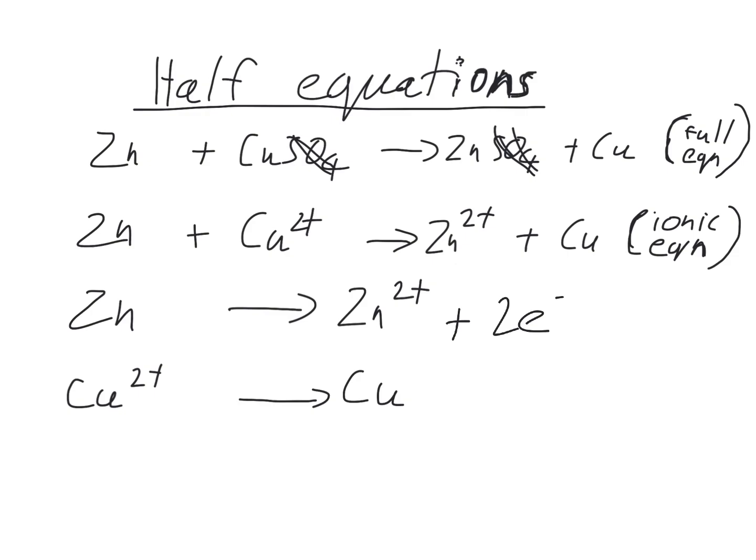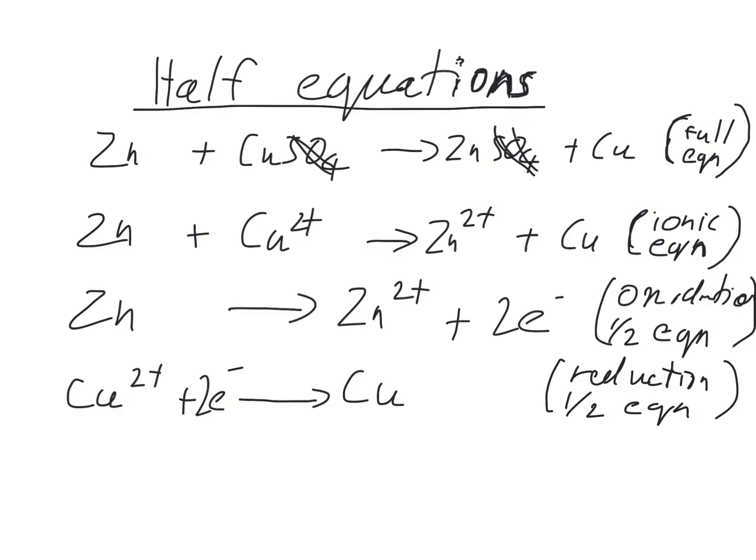In the same way, copper is starting off as 2+ but ending up as neutral. The only way this could happen is if copper was actually gaining 2 electrons as such. So we write electrons on the left side. Copper is coming together with 2 electrons, and when they join together, copper is now neutral. So in this way, zinc has electrons being released as a product, copper has electrons being gained as a reactant. And we have now written 2 half equations.